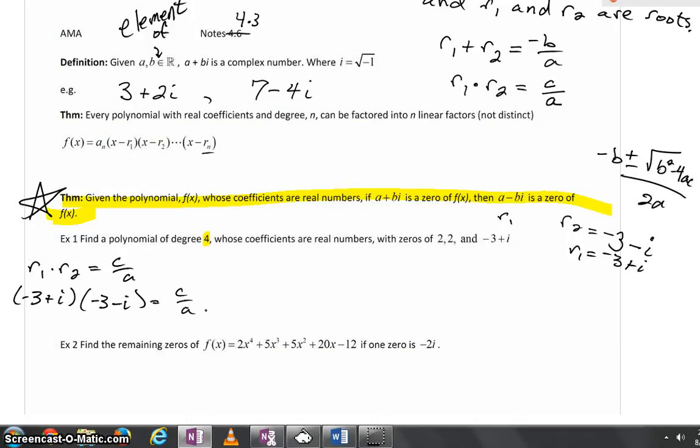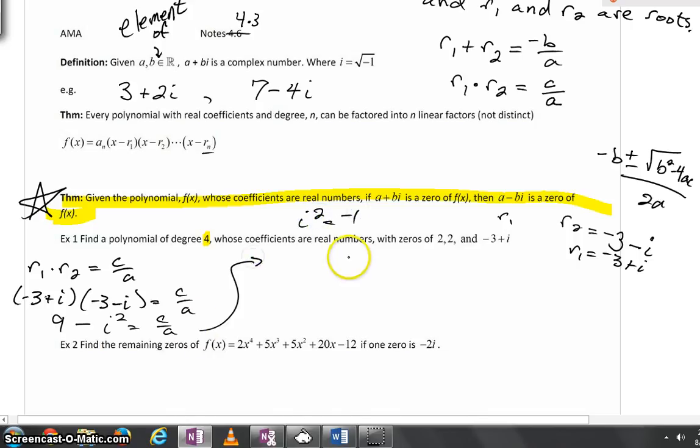Now, could you FOIL it all out? Of course you could. What's negative 3 squared going to get you, though? 9 minus I squared. What is I squared? You guys remember what that is? Negative 1. If you forgot that, please recall it. C over A is really going to be 9 minus negative 1. 9 minus negative 1 turns into 10. C over A is really equal to 10.